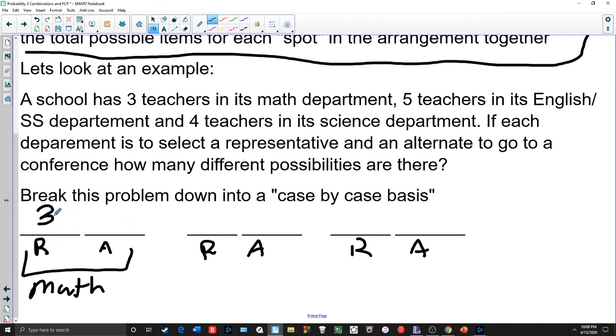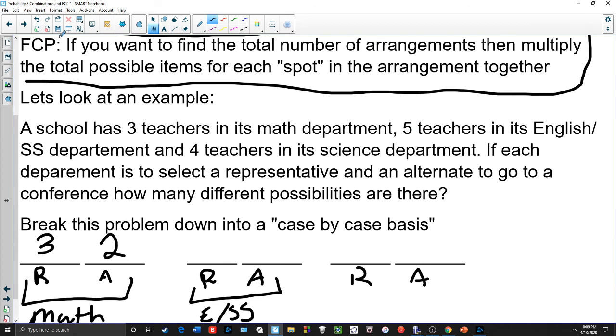So I can pick 1 person from 3 for this spot, and then I have 2 people left that can be my alternate. So one of the 3 is going to be my representative, and then one of the 2 is going to be my alternate. And then for the English and social studies, E/SS, they have 5 teachers. Using the FCP here, what's the total number that can go in my representative spot? Well, 5 of them. Now that I've picked that person, how many are left for the alternate spot? Well, 4 of them, because again, I can't have the same teacher be the representative and the alternate.